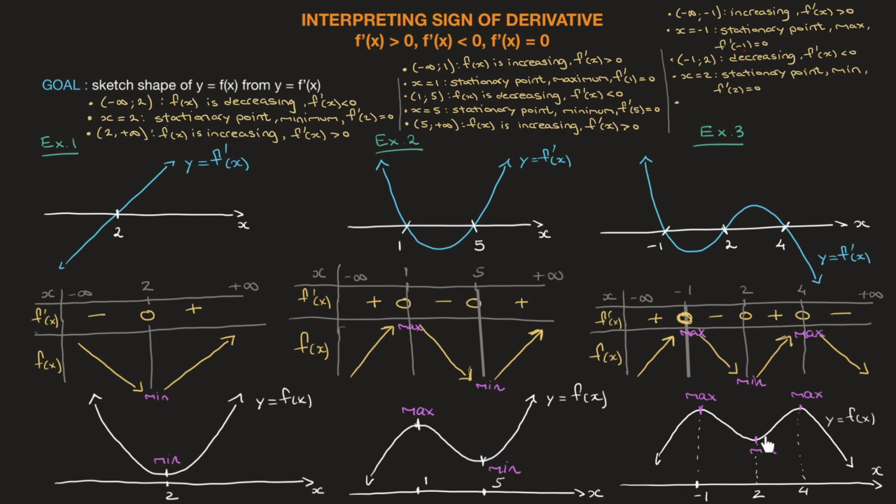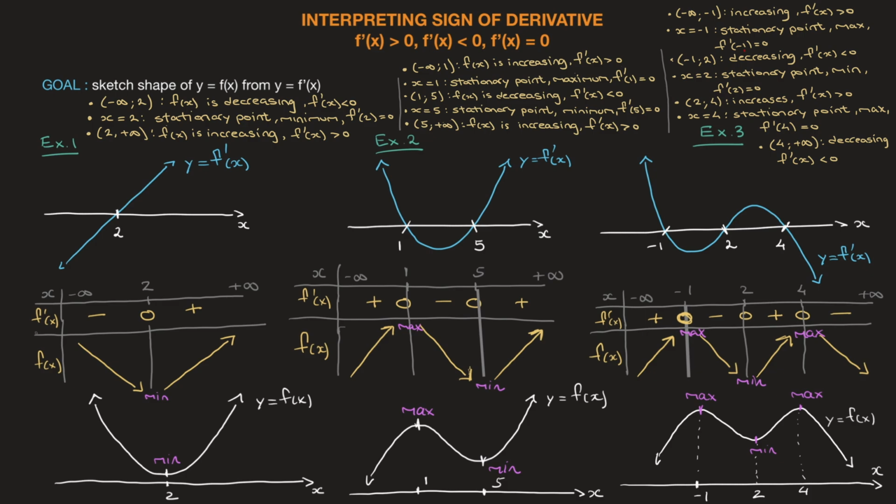It then increases over the interval 2 to 4 and reaches a stationary point, which is a maximum when x equals 4. And finally, f of x is decreasing for x values greater than 4. In other words, over the interval 4 to positive infinity. And there we go. That's how we can interpret the sign of the derivative. So positive, negative, or 0.